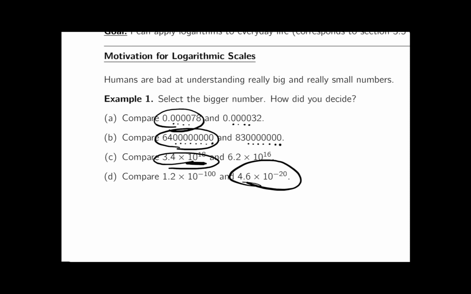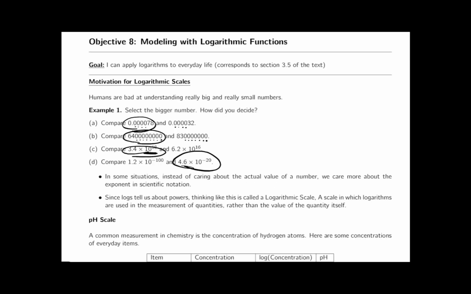And that's really where the idea of logarithmic scales comes in. When the magnitude of numbers varies greatly, it's easier not to compare the numbers themselves, but to instead compare the magnitude of the numbers, like what we saw in C and D. In some situations, instead of caring about the actual value of a number, we care more about the exponent when it's written in scientific notation. Since logs tell us about powers, thinking like this is called a logarithmic scale. So we're thinking on a scale in which logarithms are used in the measurement of quantities rather than the value of the quantity itself. We'll discuss 3 different examples of measurements that are measured on a logarithmic scale.